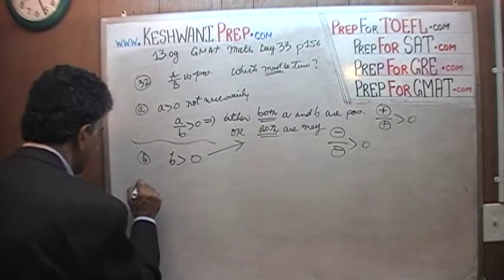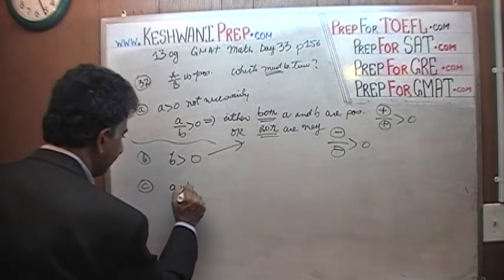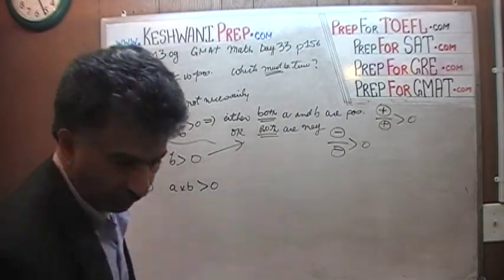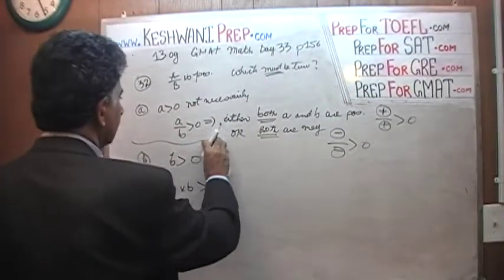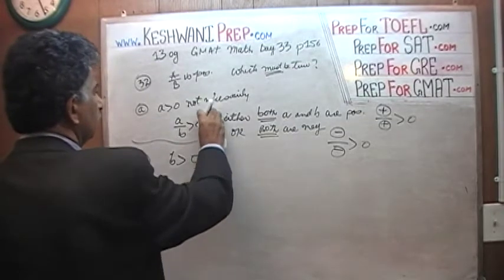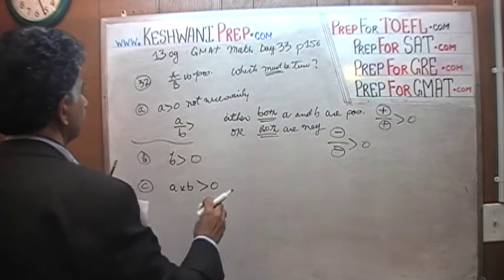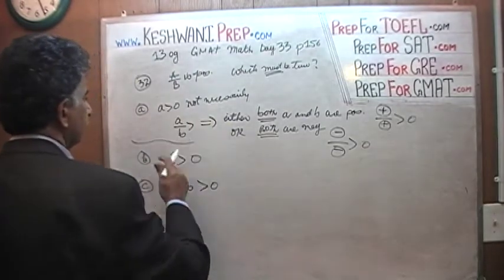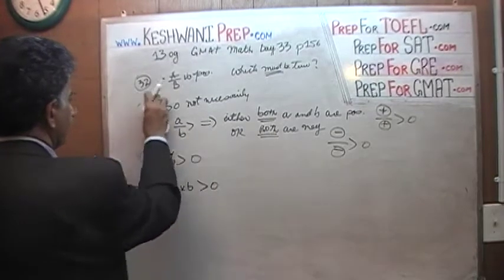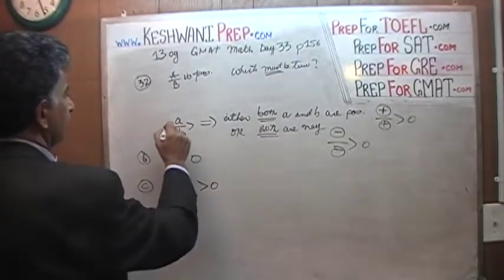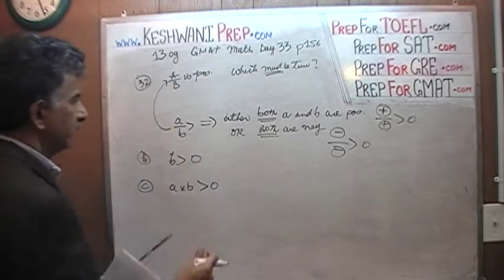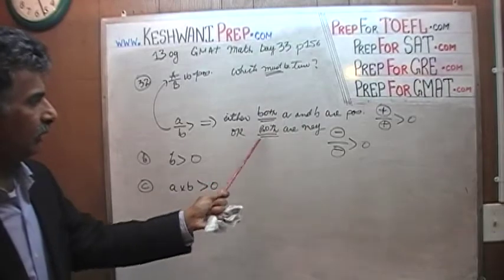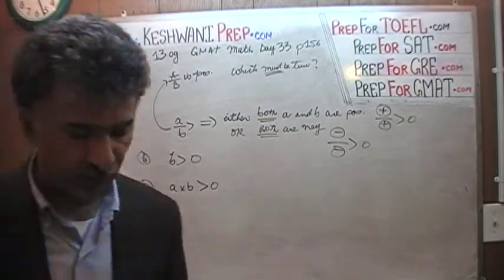C says A times B is positive. Aha! We know, because of the fact that we are told that A over B is positive, this is the part that is given in the question, we know that either both A and B are positive or both A and B are negative. Those are the only two scenarios that are possible.